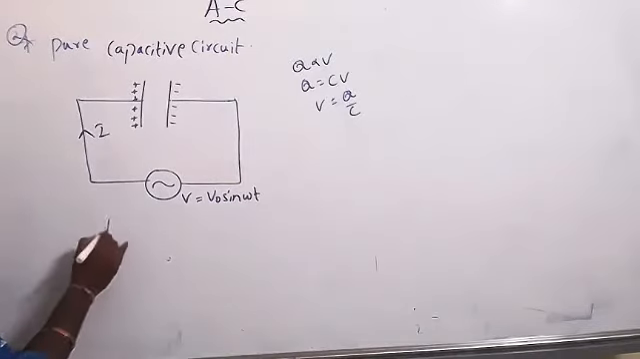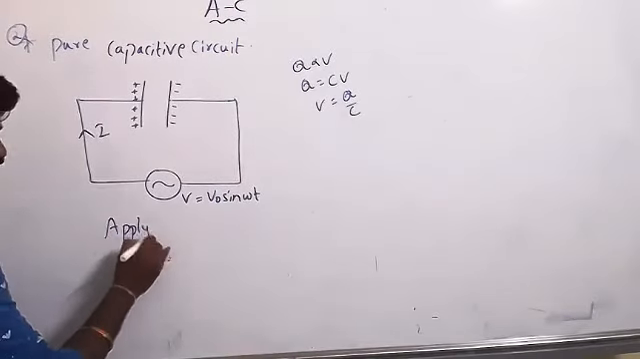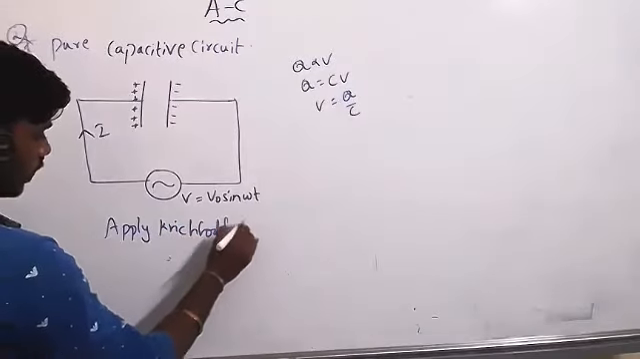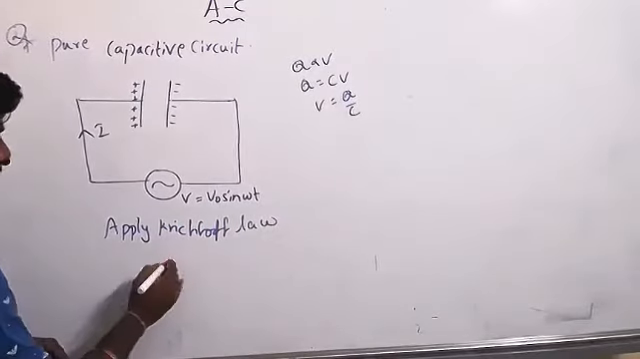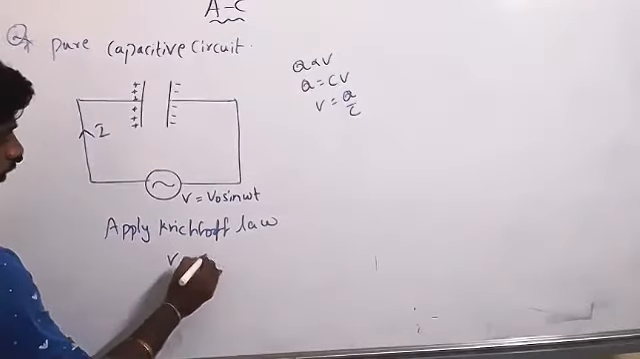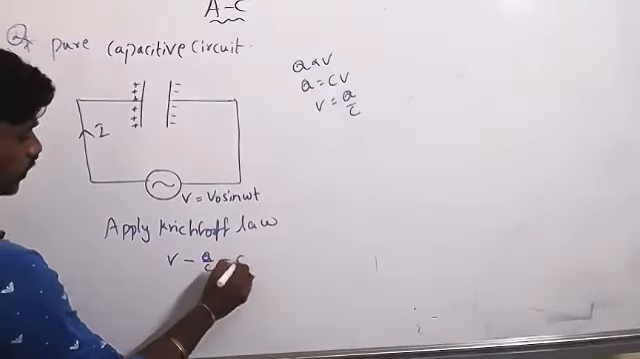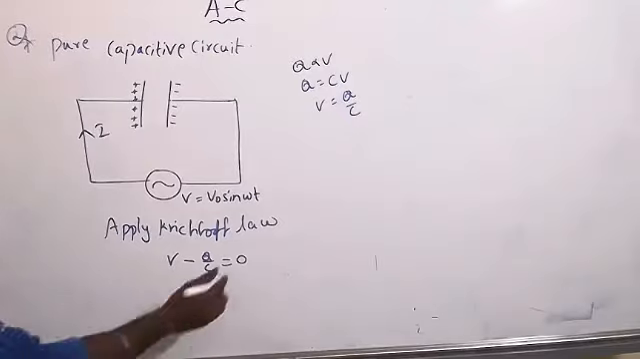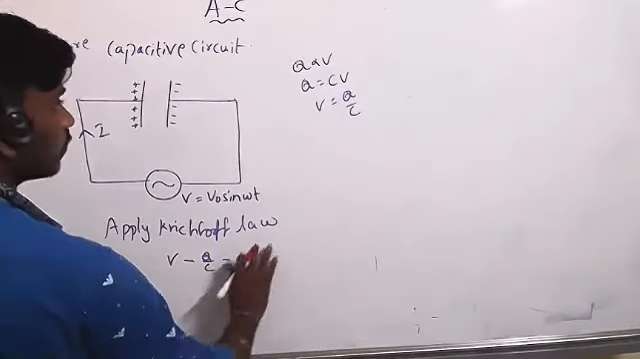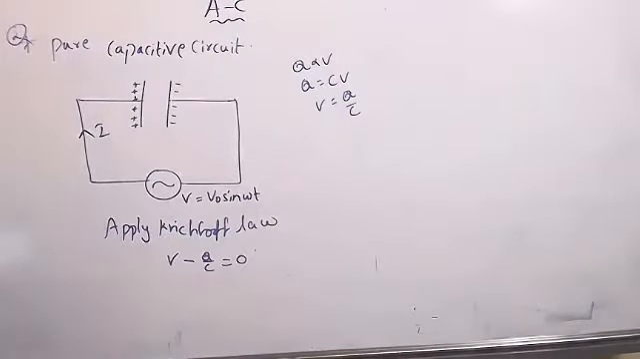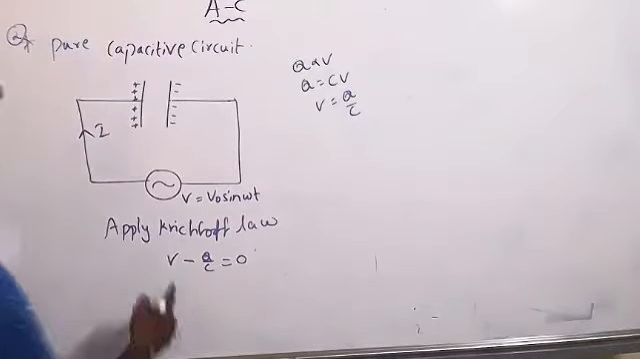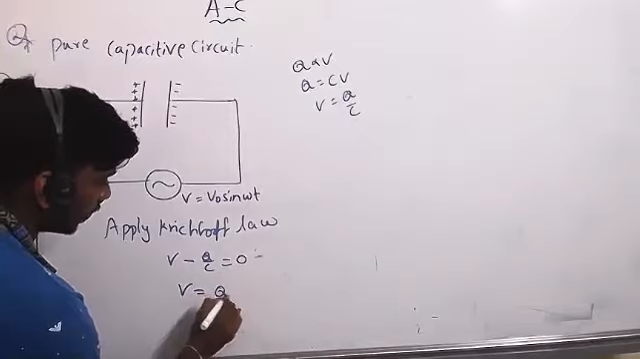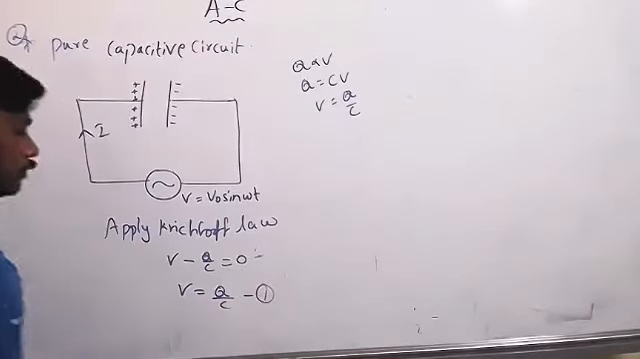Again, first what we have to do? Apply Kirchhoff law. So what will we get here? V minus Q by C equal to 0, right? We can write like that. From this, V is equal to Q by C. It is equation 1.